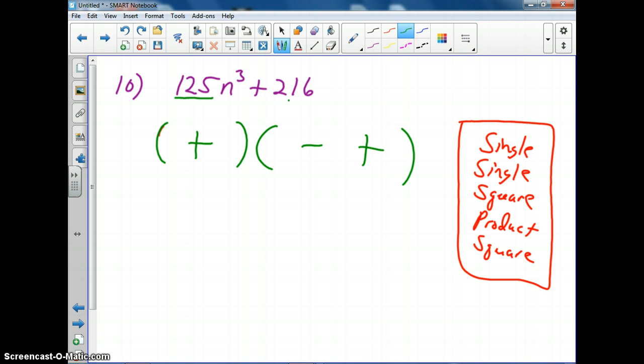Now remember, this is factoring cubics. So now look how easy this is. What's the cube root of 125? 5. You guys have all gone through cubics now. What's the cube root of a cubed? N. Look how easy that is. So 5n is a single.